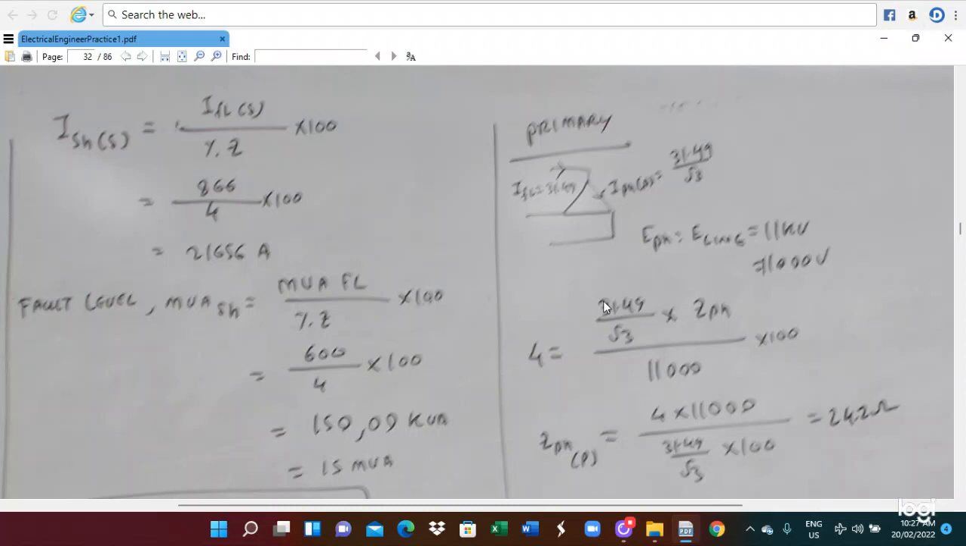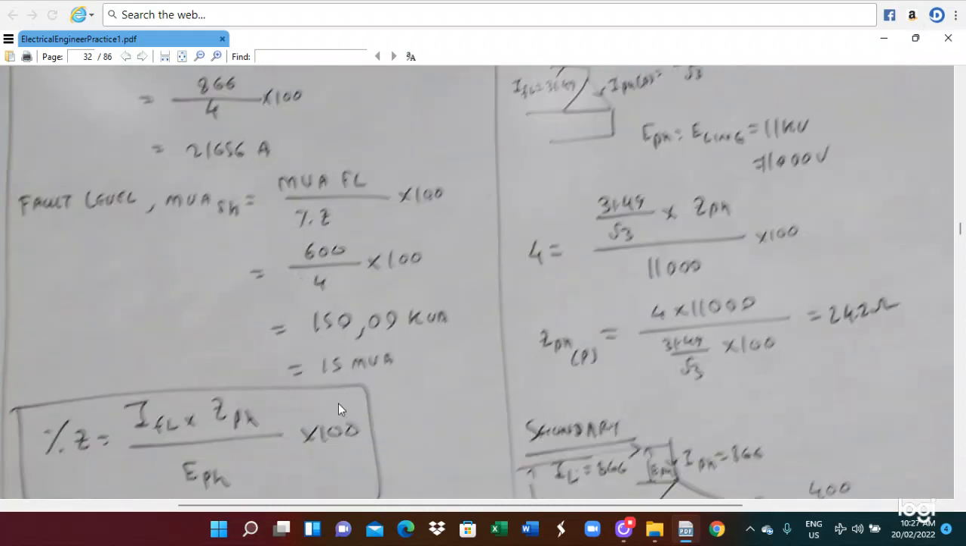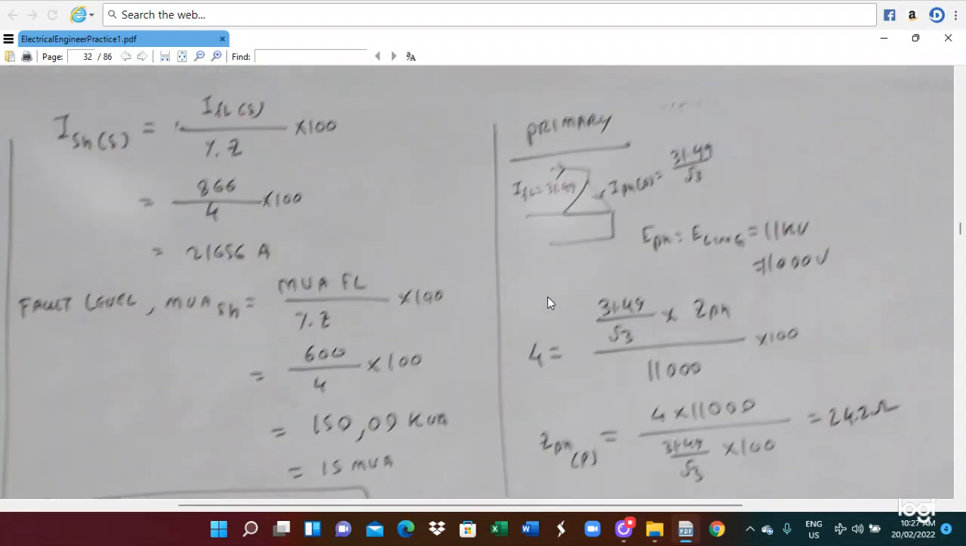So the primary impedance has to be calculated. In this case, the primary percentage impedance is given as 4%. And we also have to calculate the full load phase current. For the primary, we already know the line current is 31.49. For the delta connection, phase current is line current divided by root 3. So we get 31.49 divided by root 3.